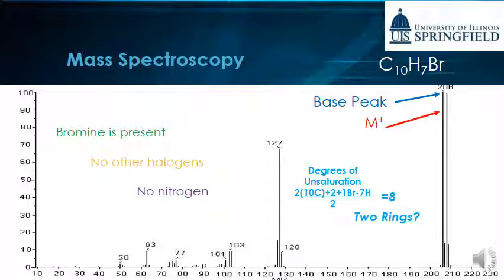Now when you do that, you get a number of 8, which suggests that you either have 2 benzene rings or that you have a ring in some combination. Since we have so few carbons, it's highly unlikely that we have 8 double bonds.